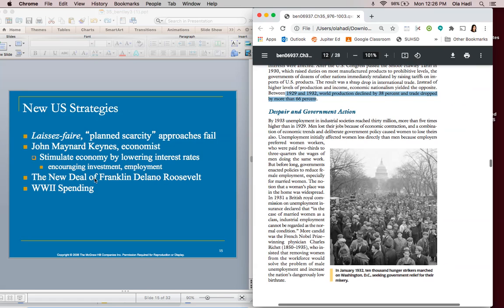Now, eventually, there's going to be an economist named John Maynard Keynes who suggests that instead of destroying supply, there's a way of stimulating the economy by creating more money circulation in the economy, by lowering interest rates, which would encourage investment and employment. Now, his ideas don't really become popular until after World War II, but they'll be anticipated by this president named Franklin Delano Roosevelt, when he introduces his New Deal. And we'll also see the US economy improve after all of the spending on weapons in World War II.